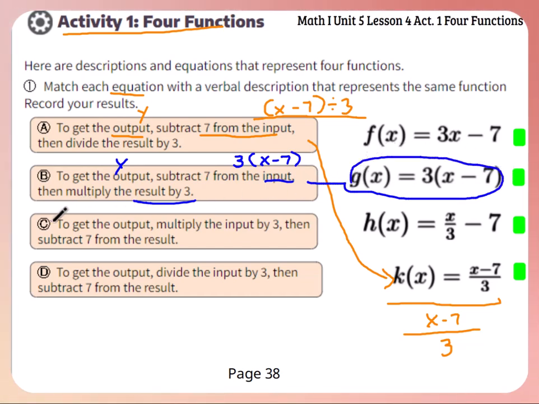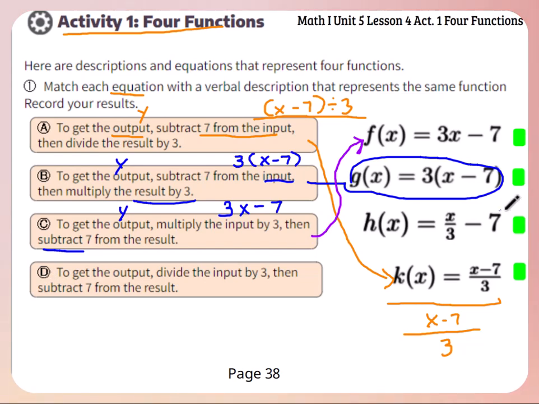Let's move down to C. To get the output, or to get your y, you're going to multiply the input. What is our input? Our input is our x. We're going to multiply by 3. So 3 times x. And then we're going to subtract 7. And here's the match in function f.